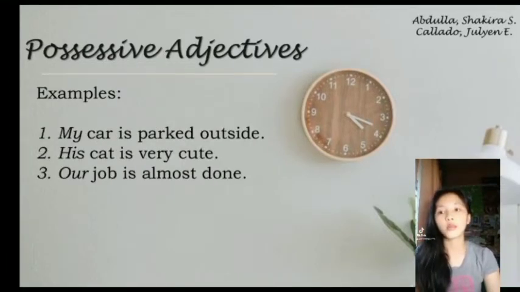Let's take a look at some possessive adjective examples in a sentence. Number 1, my car is parked outside. My is a possessive adjective that describes the noun car. My car, which means that the car belongs to me. Number 2, his cat is very cute. His is a possessive adjective that describes the noun cat, that the cat belongs to him. Number 3, our job is almost done. Our is a possessive adjective that describes the noun job.